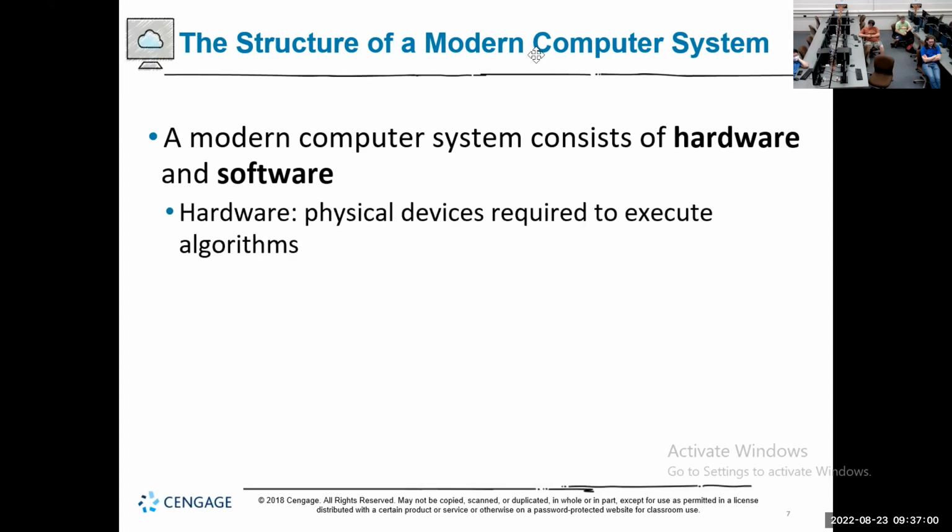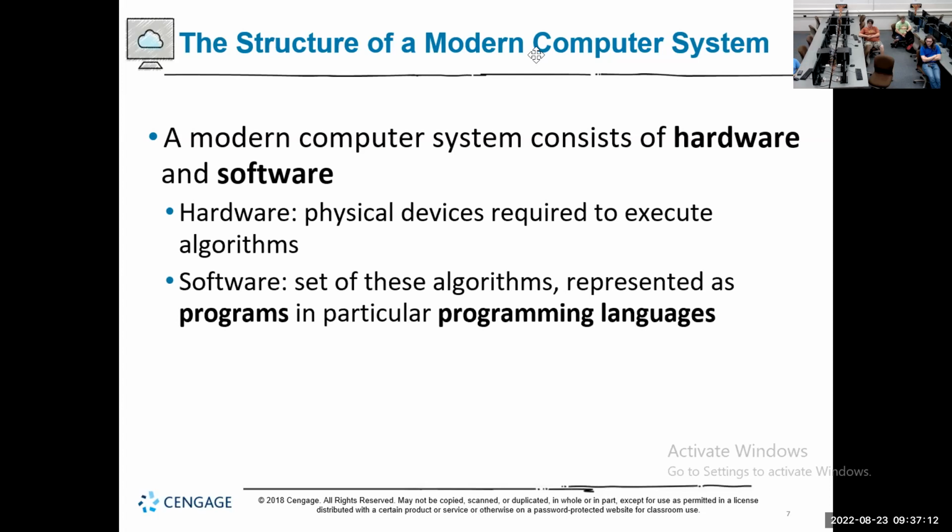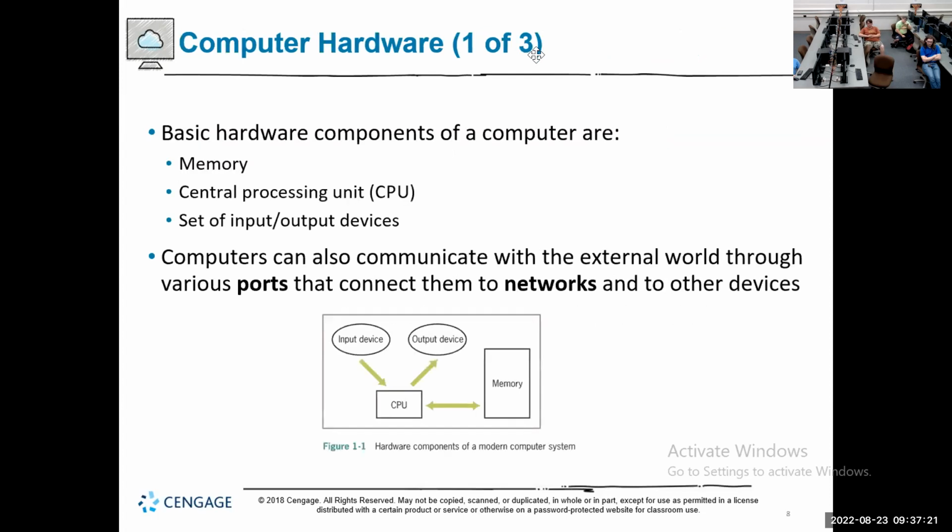And the hardware is everything about the physical device required to execute an algorithm. And you can see that everything here is physical, right? It is hardware. You can see the monitor, keyboard, mouse, everything here. And the software is a set of algorithms represented as a program in a particular programming language. So that is software.